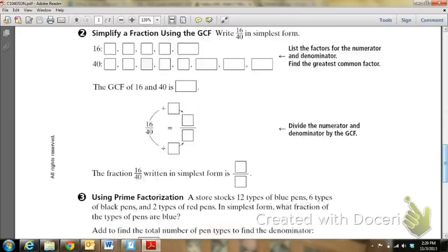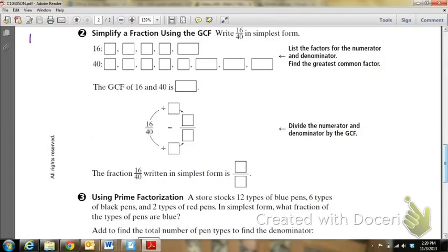Okay, now we're going to simplify fractions. And you're going to want to simplify using the GCF, the greatest common factor. You can use any common factor, that'll work too, but if you use the greatest common factor, then you'll be done in one step. So list all the factors of 16 and 40.